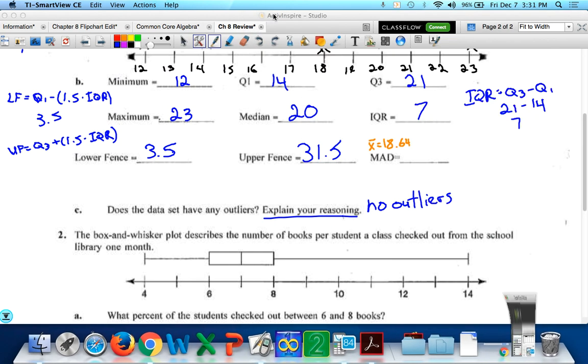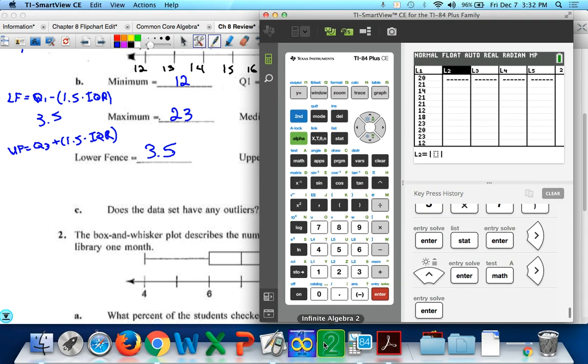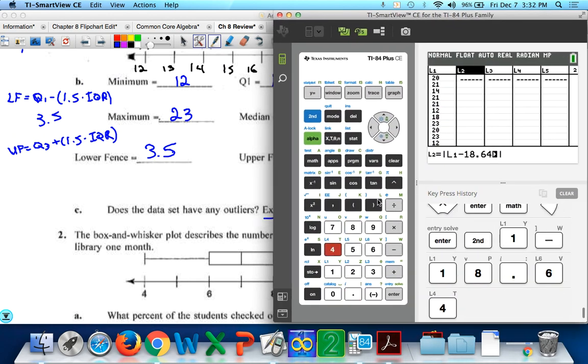Yours is going to look a little bit different from this. Yours is going to say L2 equals ABS, and then a parenthesis. We want the absolute value of list 1, so we call up list 1 here again with second 1, minus our mean. I wrote that down earlier, it was 18.64. Close off your parentheses and press enter. What we have before us now is all of our absolute deviations. It's telling us that 20 is this far away from our mean, 21 is this far away from the mean, 14 is this far away, and so on and so forth.